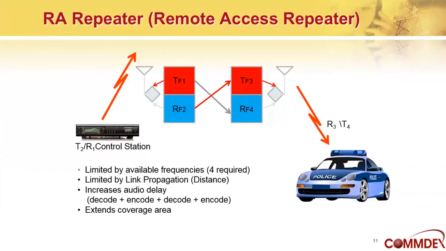The disadvantage, of course, is you need 4 frequencies to do this, which is not always easy to get in a Part 90 conventional system. And you have to consider your link propagation, delay, and distance. Also, if you're doing any digital work or encryption, then you have to think about delay from decoding, encoding, and re-encoding. But it does provide an extended coverage area.